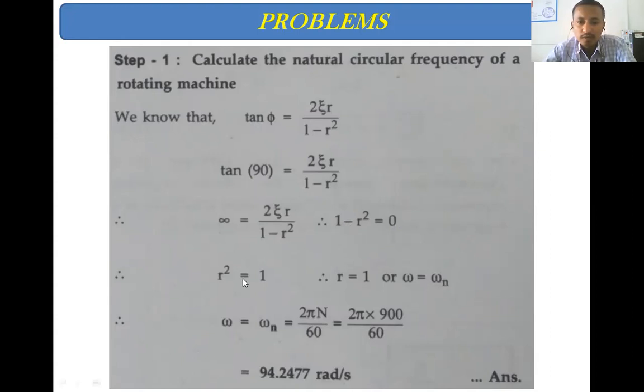So r square is equal to 1. So that's why r is equal to 1. So square root of 1 is 1. So that's why r is equal to 1.